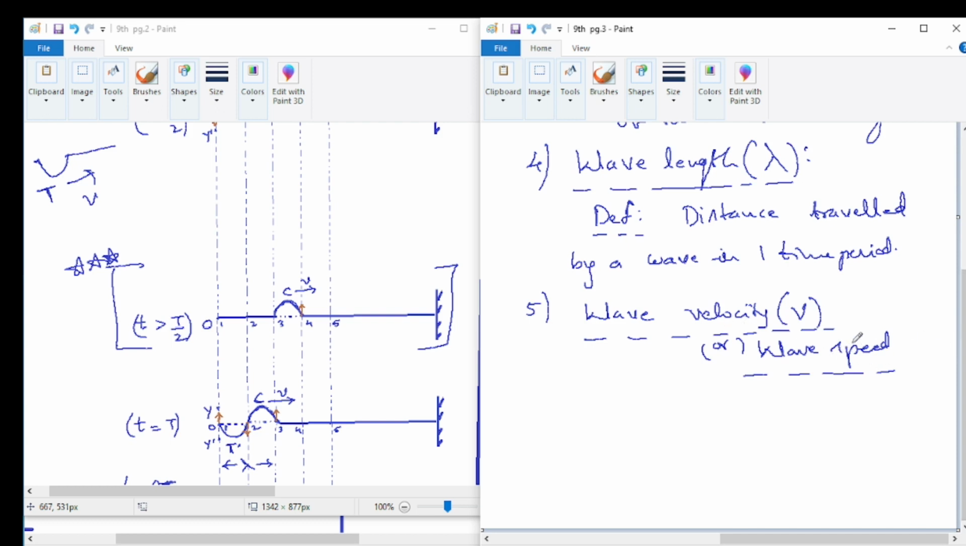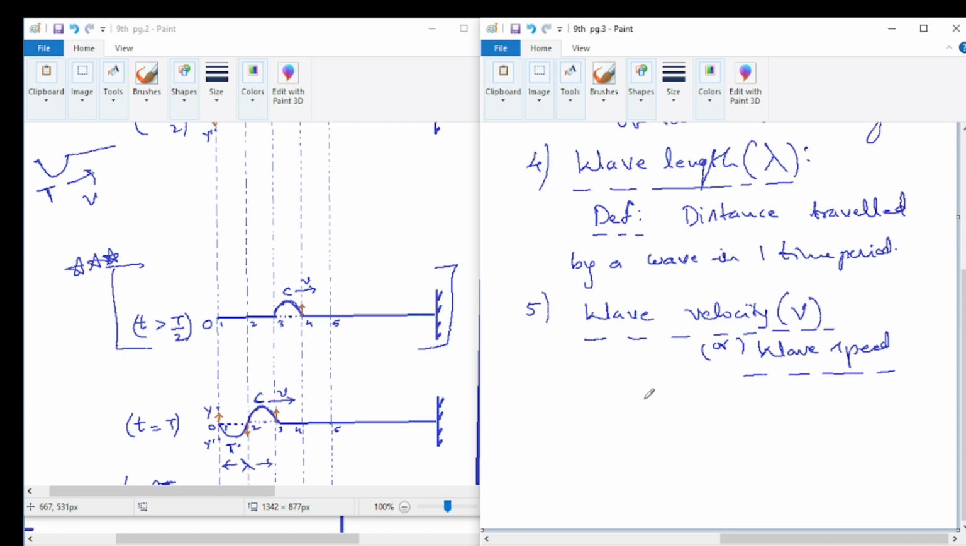The reason is speed can be proved to be the magnitude of velocity. Very easily, speed is the magnitude of velocity, say 30 meters per second. Velocity means direction also is important: 30 meters per second towards north or towards east. But without considering the direction, only the magnitude, 30 meters per second, is nothing but wave speed. That's why wave velocity is sometimes called wave speed, speed of the wave, or velocity of the wave. So it's nothing but the velocity or speed with which the wave is traveling.